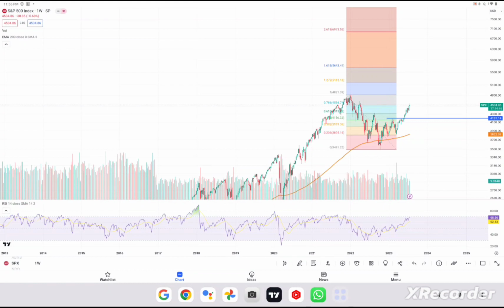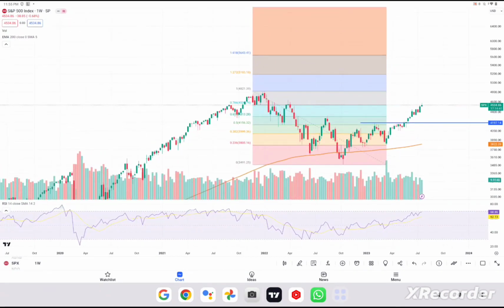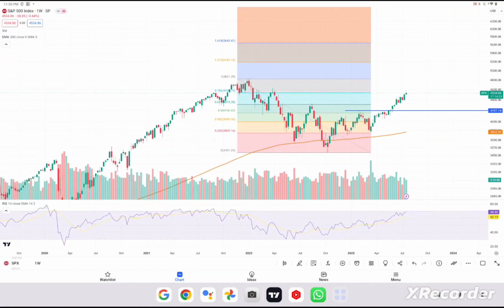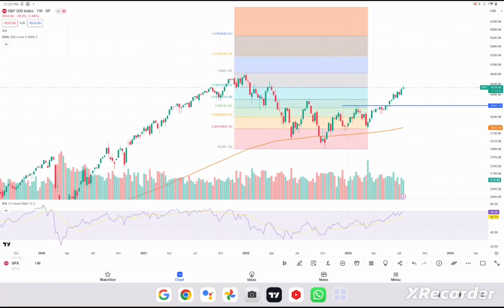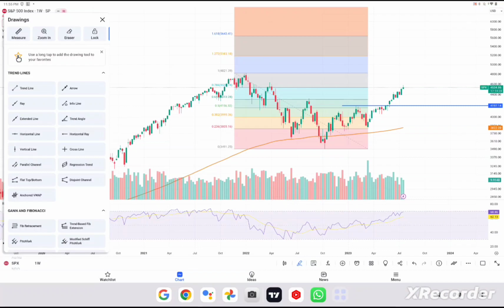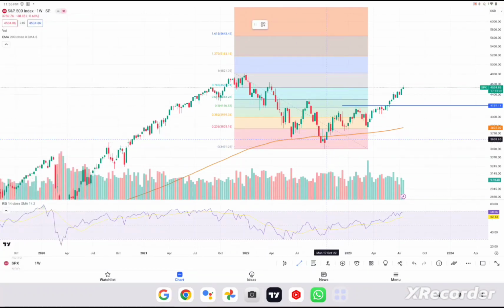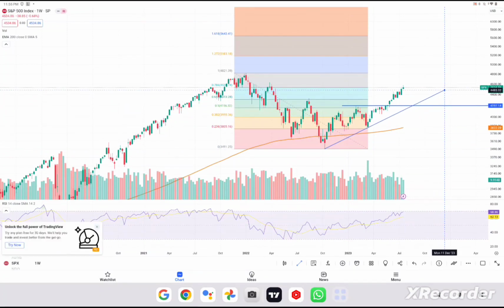So let's look into S&P 500 today. We are on a weekly chart currently, and we have seen a pretty good rally happening in SP 500. And what do we see at the moment, right? From the lows that were made here in October 2022, there has been a pretty good rally, right? And we have also seen it forming a higher high and higher low structure, right?